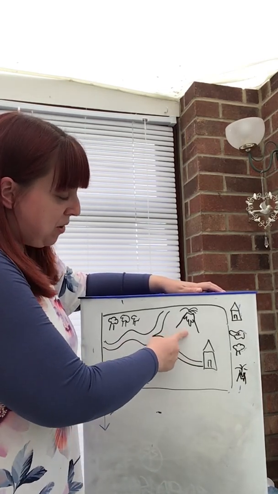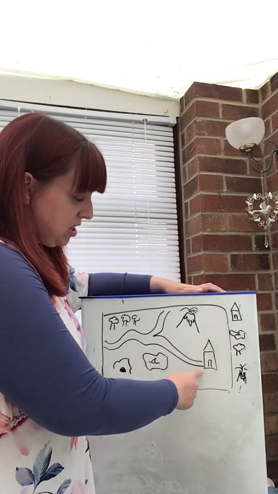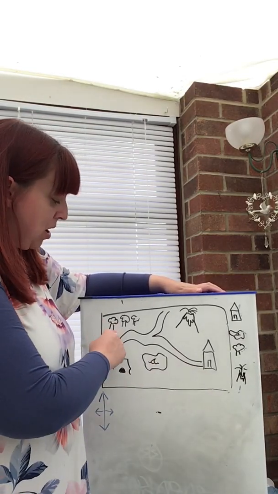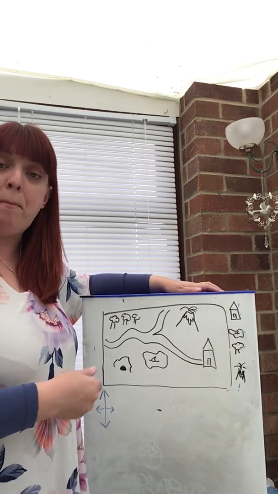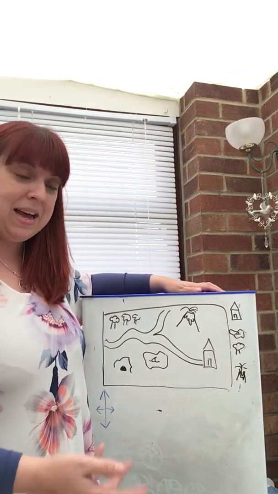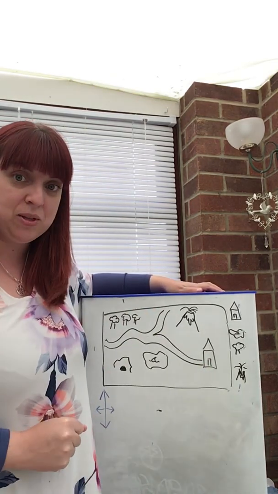So the volcano is above the house. The shark lake is to the left of the house. The cave is below the forest. So lots of words such as left, right, up, down, above, below, next to, and in between. So the shark-filled lake is in between the cave and the house.